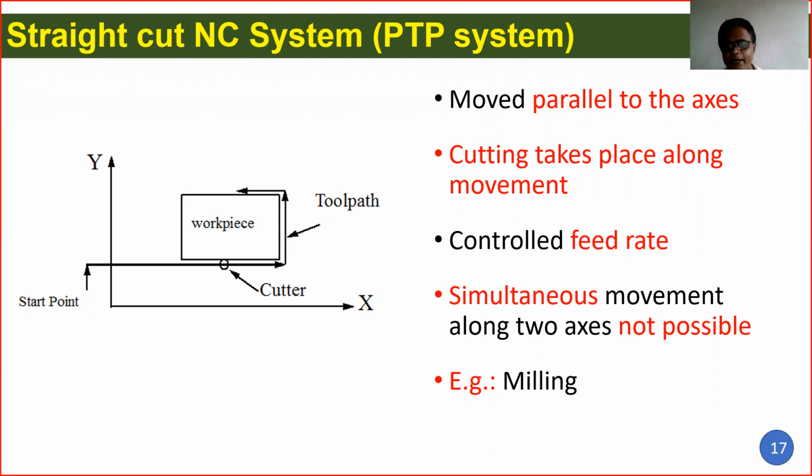Then there is a controlled feed rate. Then simultaneous movement along the two axes is not possible. Simultaneous means at a time you cannot control the two axes. For example, taper turning application and generation of arcs, where you need to control more than one axis at a time, is not possible in straight cut NC. An example for this particular control system and its application is in milling. So this is the milling operation, rectangular milling. Okay, this is regarding straight cut NC.